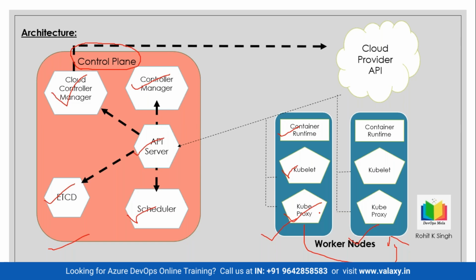So there are so many components. That's why I said setting up Kubernetes is not an easy task. There are so many components running on a master node. There are so many components running on a worker node. This is how Kubernetes gets set up. That's why you have AKS, GKE, EKS.